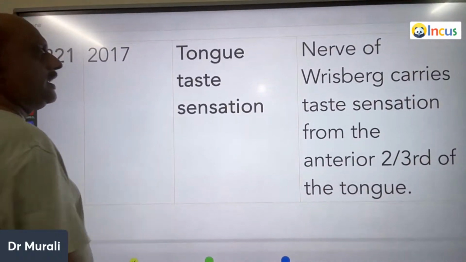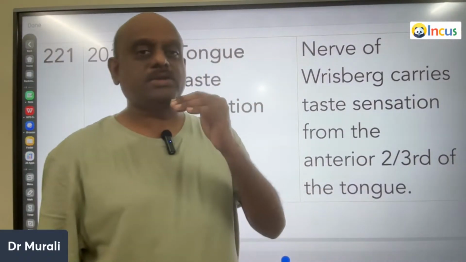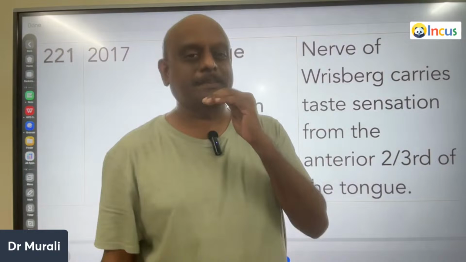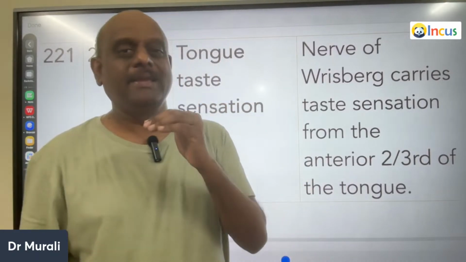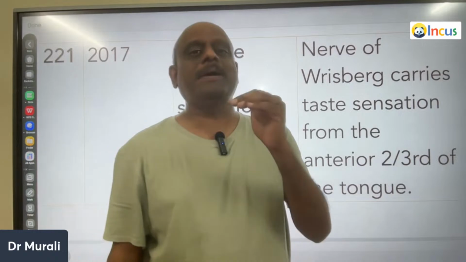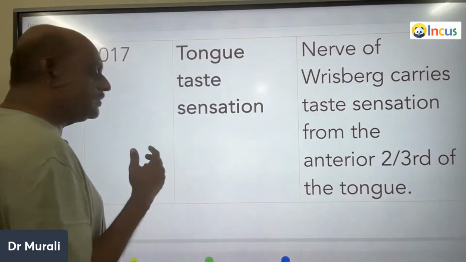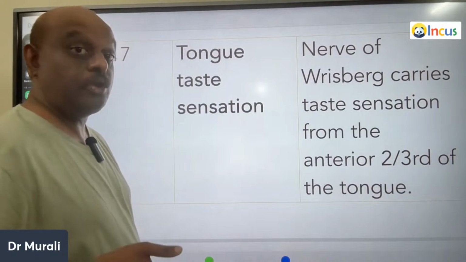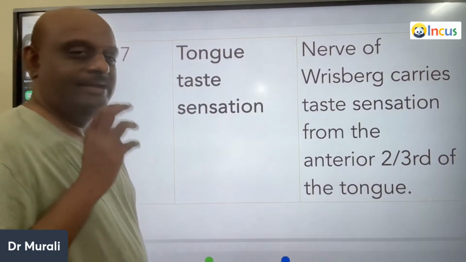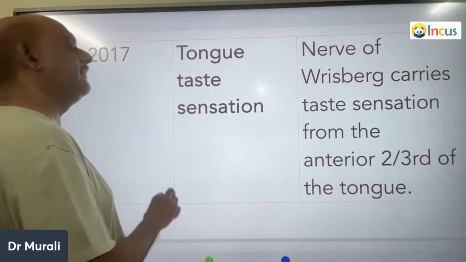So what is the nerve of Risberg? From the anterior 2/3 of the tongue, the nerve supply typically is carried by the nerve of Risberg, is what you have to remember. So glossopharyngeal, chorda tympani, which part of the tongue taste is carried by which nerve is a favorite question of the examiner.